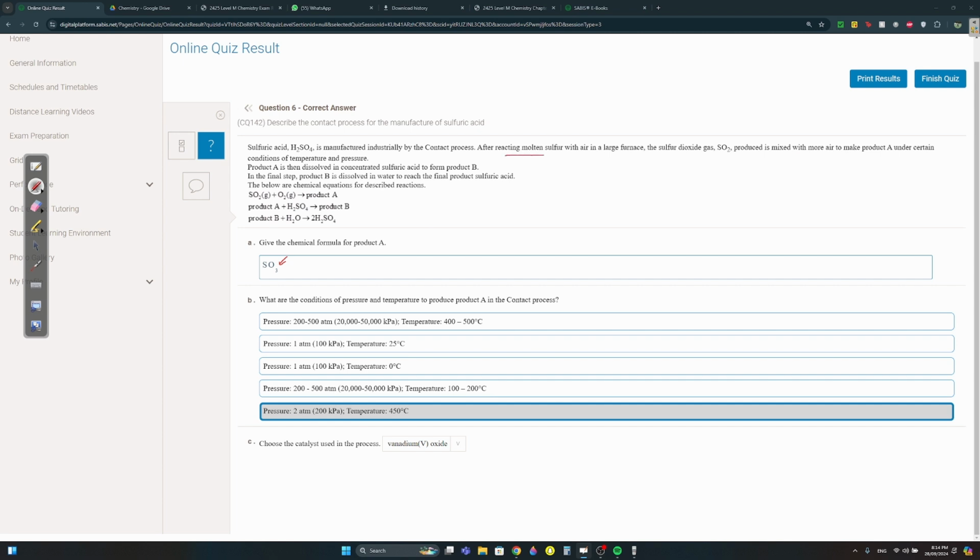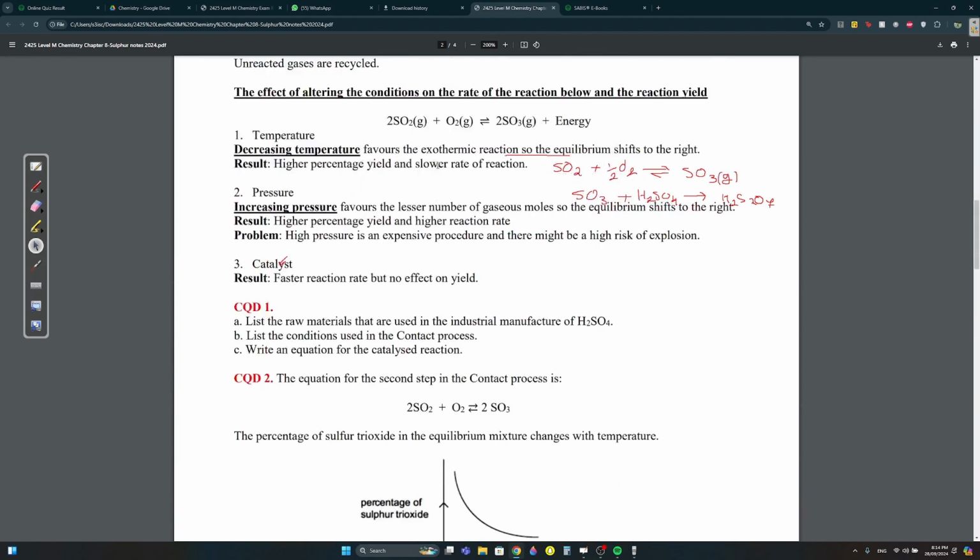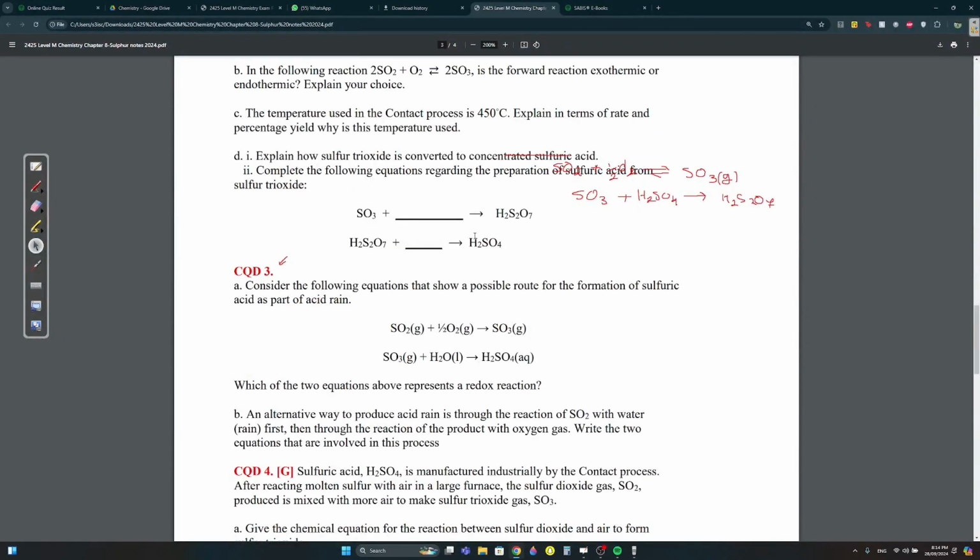This is a whole summary of the contact process. You start by burning molten sulfur, or any pure sulfur from ores or mines, to get SO2. After you get SO2, you react it with more oxygen to produce, in a reversible process, SO3. Now you want to make H2SO4. To do that, you react SO3 with H2SO4. And when you do this, you get H2S2O7.